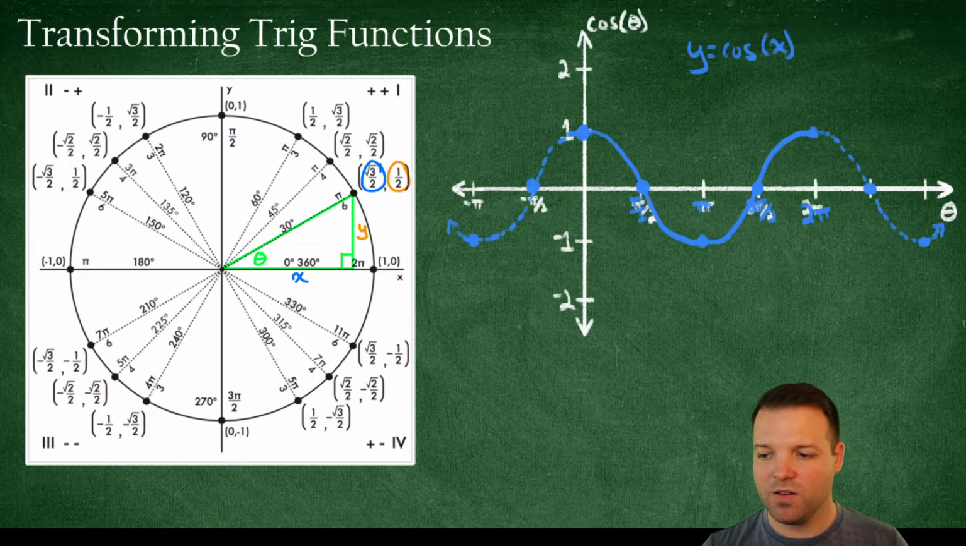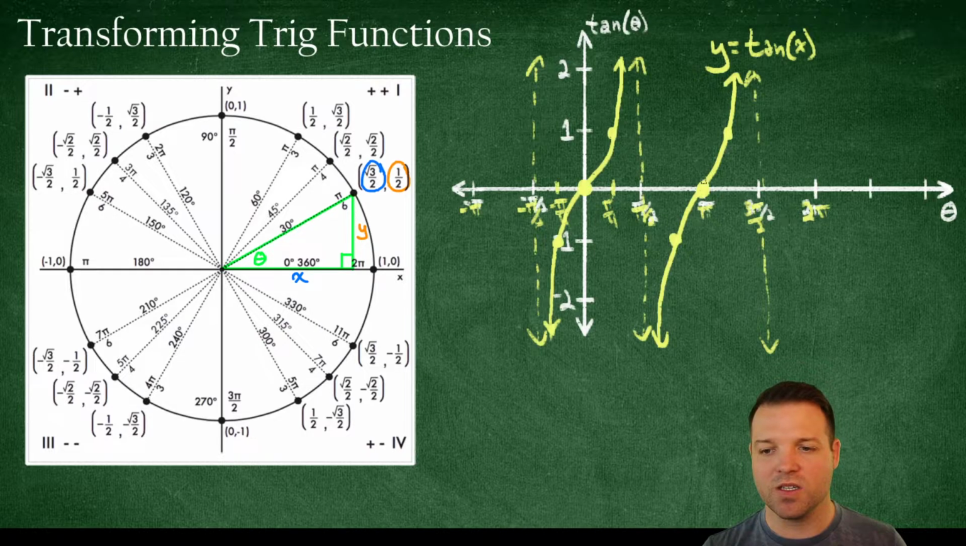Okay, and then we finally graphed the tangent, which gives you this interesting looking graph, and it has these vertical asymptotes because the tangent is defined as the sine divided by the cosine, and sometimes that cosine value is 0. And so when we divide by cosine, sometimes we're going to have to divide by 0, which we can't do, right? So we get these undefined areas which create these vertical asymptotes.